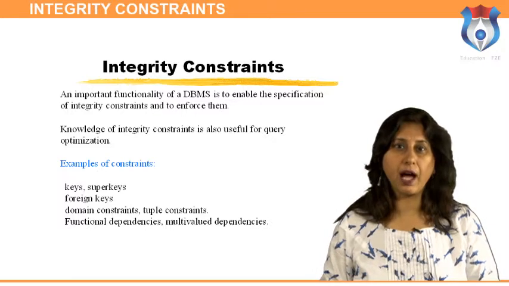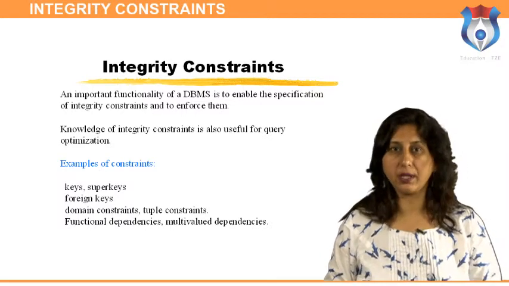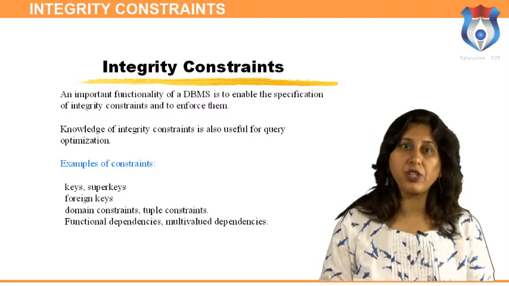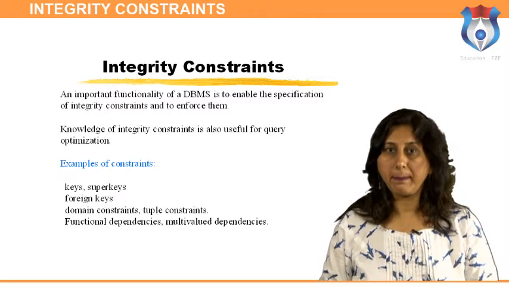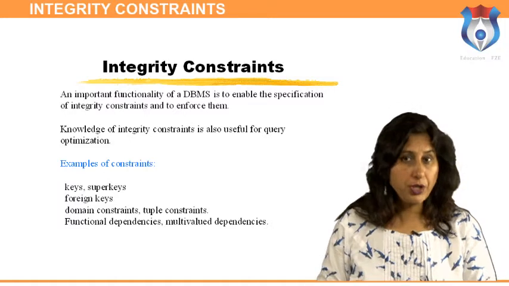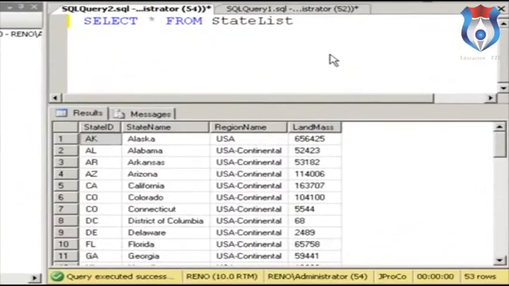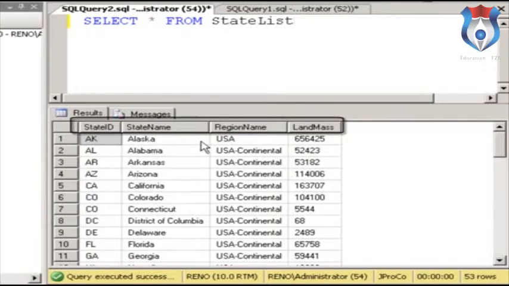Integrity constraints are intended for the normal user. These integrity constraints ensure that changes made to the database by authorized users do not result in a loss of data consistency. A simple look at the data in our state list table shows us we have 53 records, and all states and territories listed have values for the state ID field, the state name field, the region name field, and the landmass field.